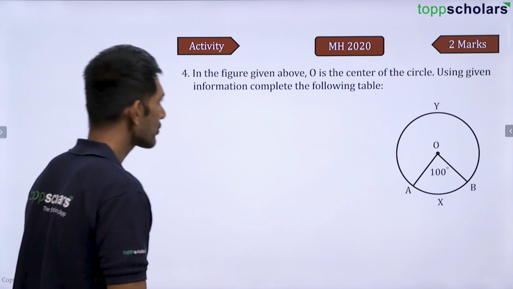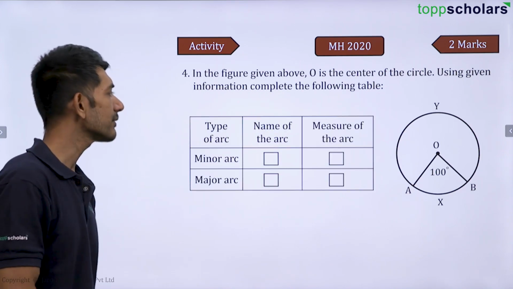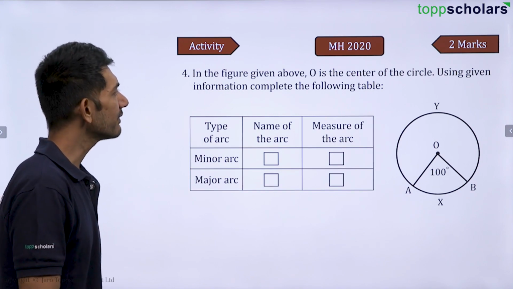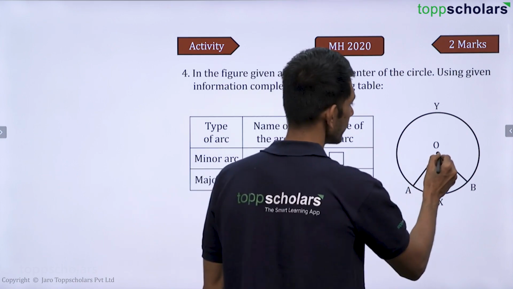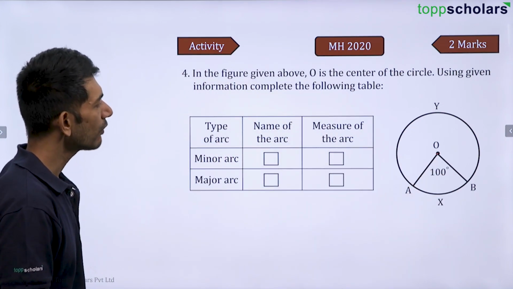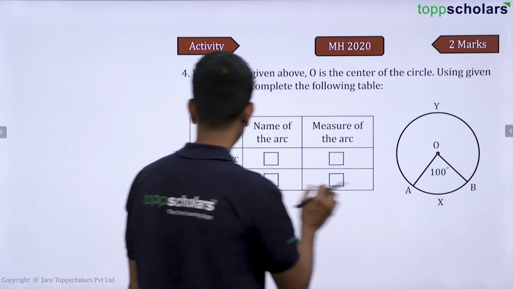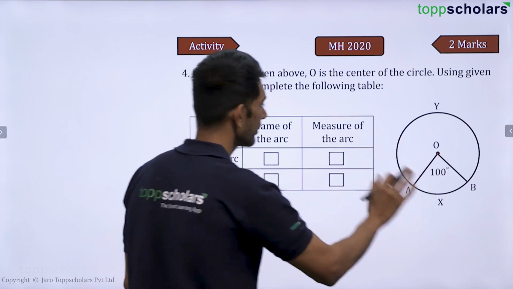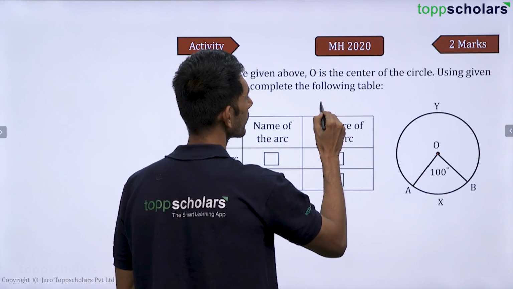Again, it is an activity based question. So let's see what that activity is. Okay, now this is simple. So in the given figure, O is the center of the circle. It is already given. Using the given information, complete the following table. We are supposed to name the arc, and then we are supposed to measure the arc. So always remember, measure of the arc is given in degrees.